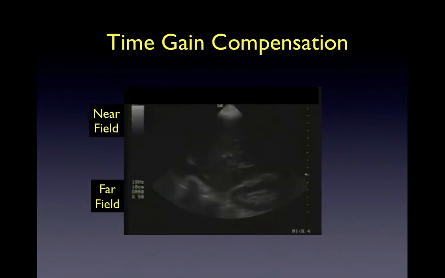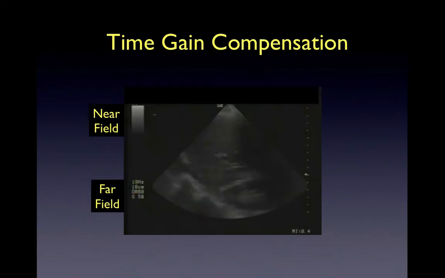The time gain compensation. The time gain compensation controls the gain at different levels of the ultrasound image. We know that ultrasound waves tend to be attenuated with distance. TGC, the time gain compensation, allows you to differentially amplify the echoes returning from deeper structures so you get a nice symmetric image on the screen.